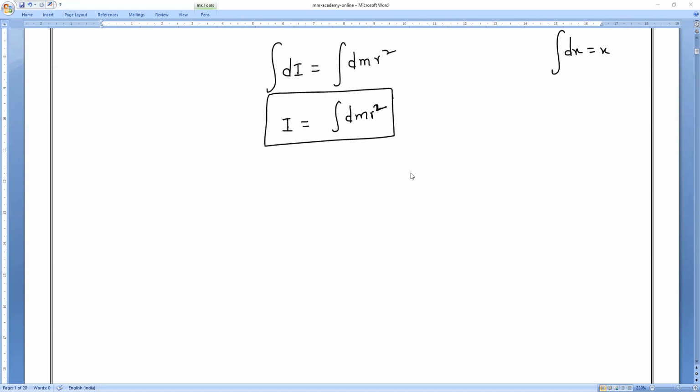So now we are going to find the moment of inertia of a uniform rod along the axis passing through its COM. What do you mean by COM, everybody? Yes, please. COM means what? All of you.